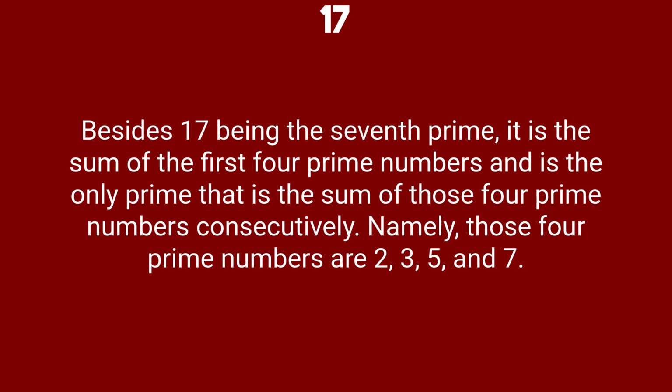17 is the 7th prime. Besides being the 7th prime, it is the sum of the first 4 prime numbers and is the only prime that is the sum of those 4 prime numbers consecutively, namely, those 4 prime numbers are 2, 3, 5, and 7.